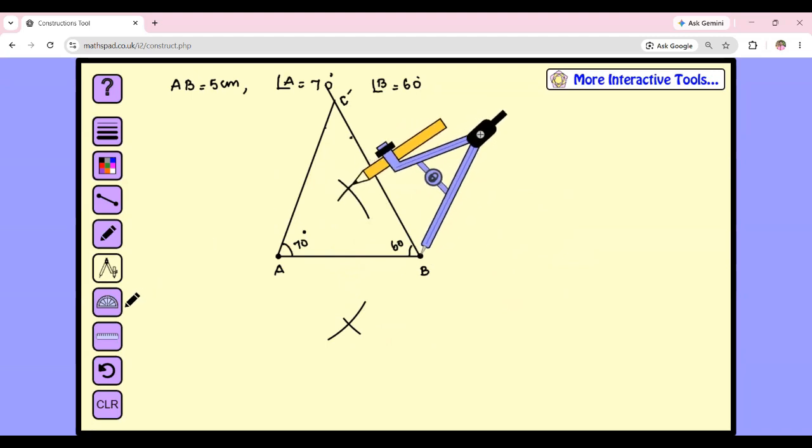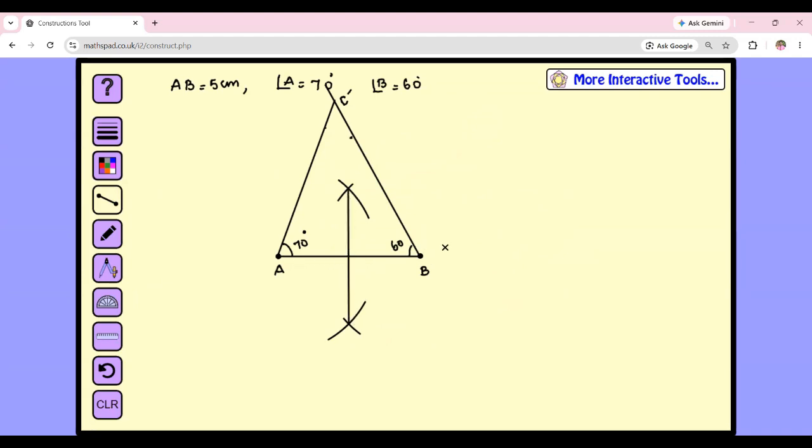Now the two arcs are intersecting. So the intersecting point, you can just join the points. If you join this, I'll be getting a perpendicular bisector. I have taken the perpendicular bisector of AB. The same way, I have to draw the perpendicular bisector of BC.